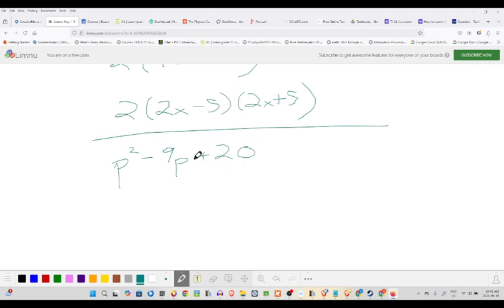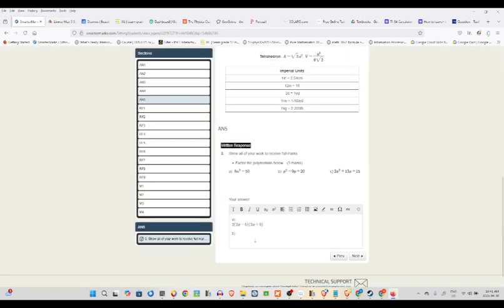If our constant is positive, we could factor this as two terms with the same sign. This middle term is negative, so they're both going to be p minus. So now we need factors of 20 that add up to 9. Well, 1 and 20 make 21, 2 and 10 make 12, 4 and 5 make 20. So we have p minus 4, p minus 5.